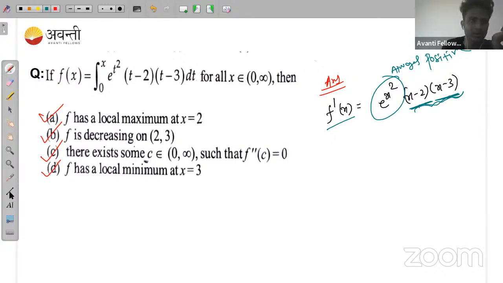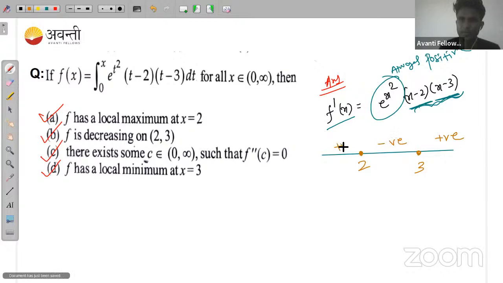So we know the wavy curve method, right? What happens in the wavy curve method? Basically we write the critical points 2 and 3. So if you choose any value greater than 3, it will be positive, and here it is negative, here it is positive. Okay?